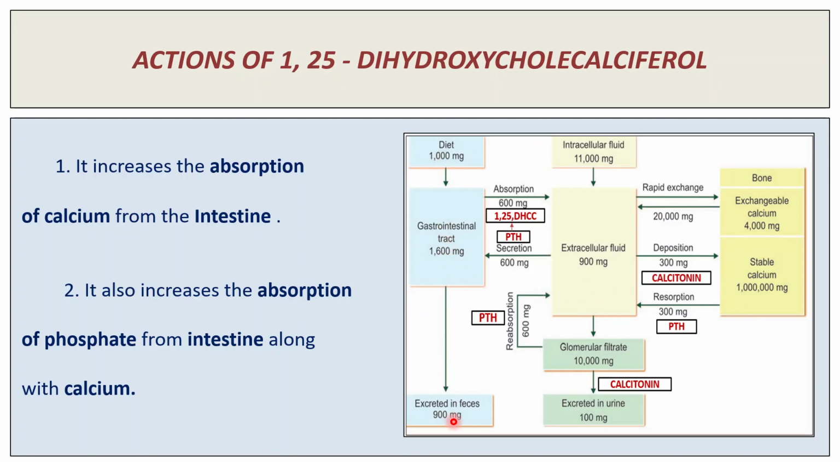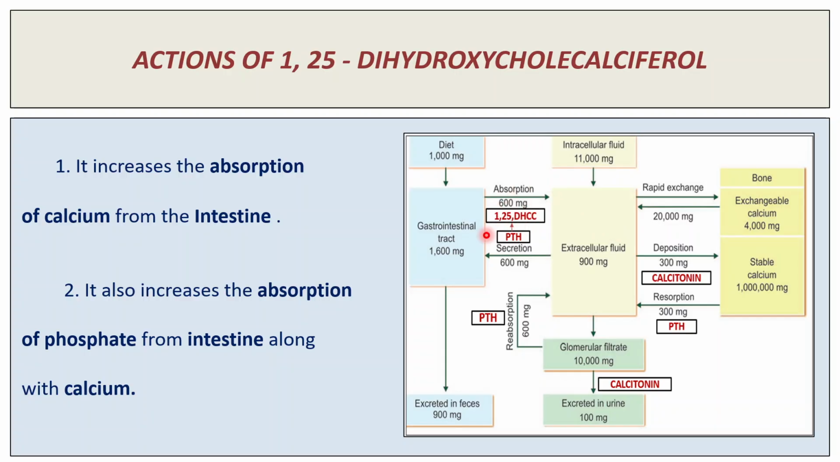GIT, diet, feces, urine, extracellular fluid, bone. So parathormone increases blood calcium level by resorption from the bone and by increased reabsorption from the kidney, and indirectly it helps in the formation of 1,25 dihydroxycholecalciferol. Calcitonin has the reverse effect. It decreases blood calcium level by increased deposition in the bone, increased excretion through the urine, and decreased absorption from the GIT.